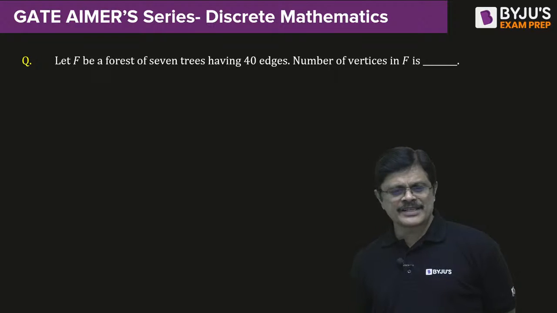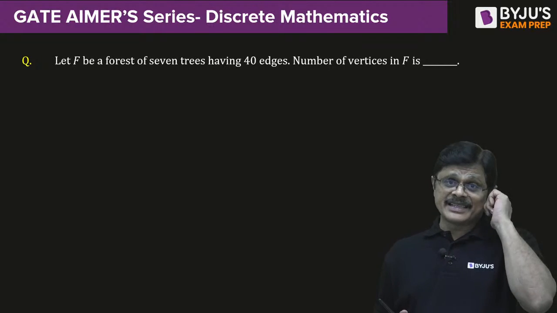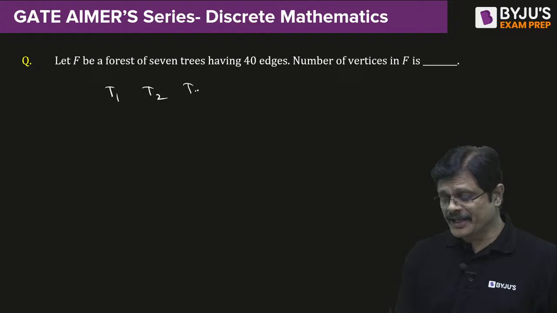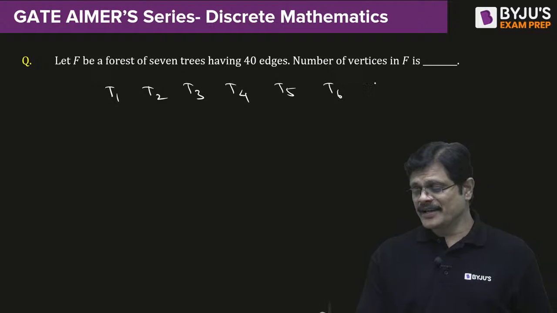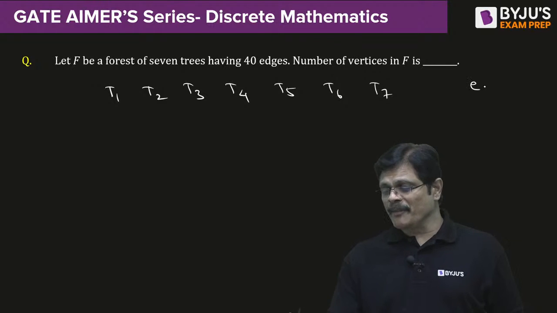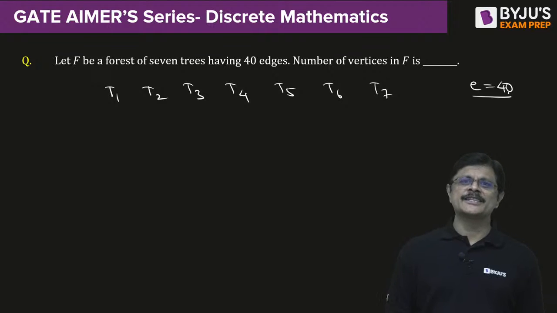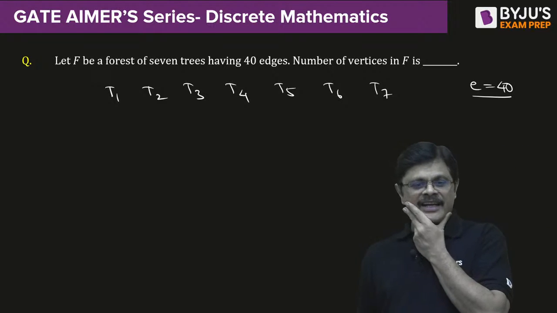See, there is a forest having 7 trees. Tree 1, tree 2, tree 3, tree 4, tree 5, tree 6, tree 7. And the total number of edges is 40. But he is asking how many vertices are there in F.